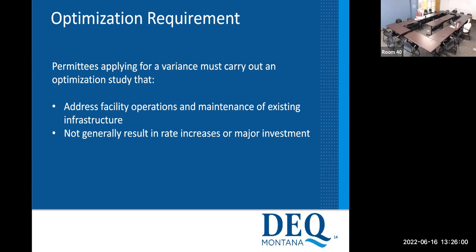One of the requirements in the rule is that if a community receives a variance for a water quality standard, they're required to carry out an optimization study. That's actually part of the application process. That should be looking at facility operations and maintenance of the existing infrastructure. And we've had a lot of conversations of this type with our earlier manifestation of the nutrient work group. It should generally not result in rate increases or major investments in major concrete changes in the facility. There might be some minor changes, but that's not what optimization is about. Optimization is making the most out of what you already have.